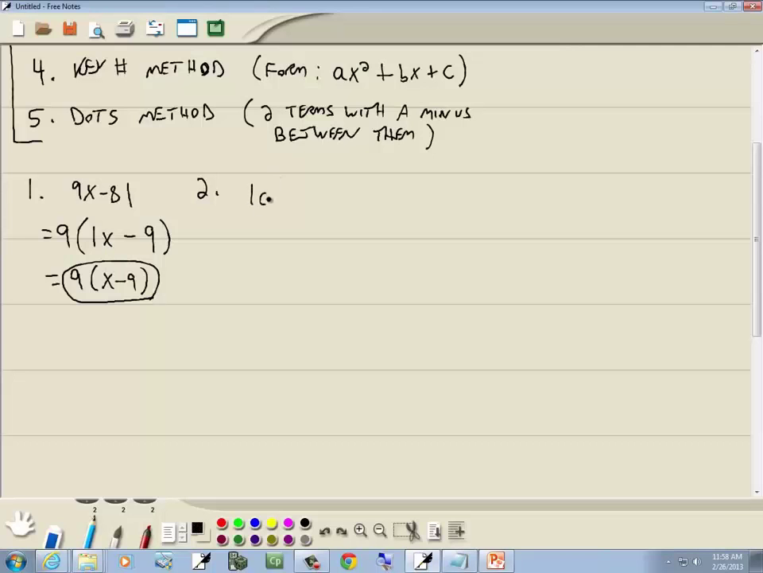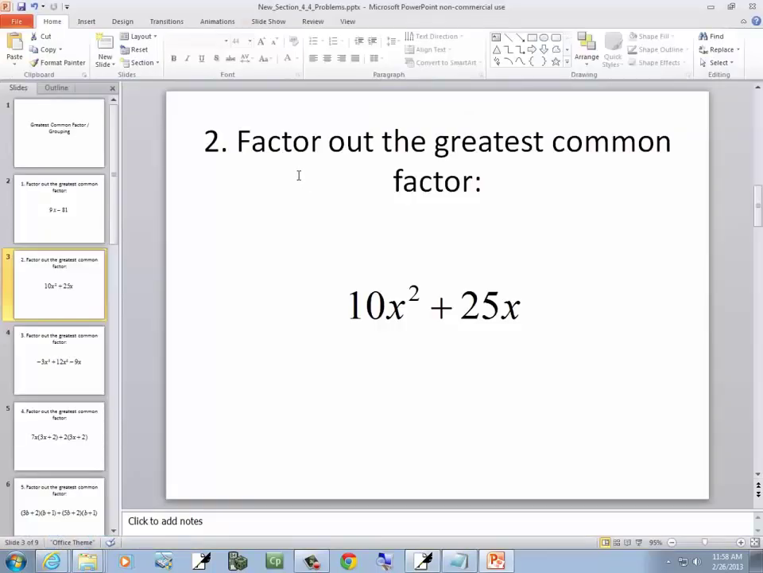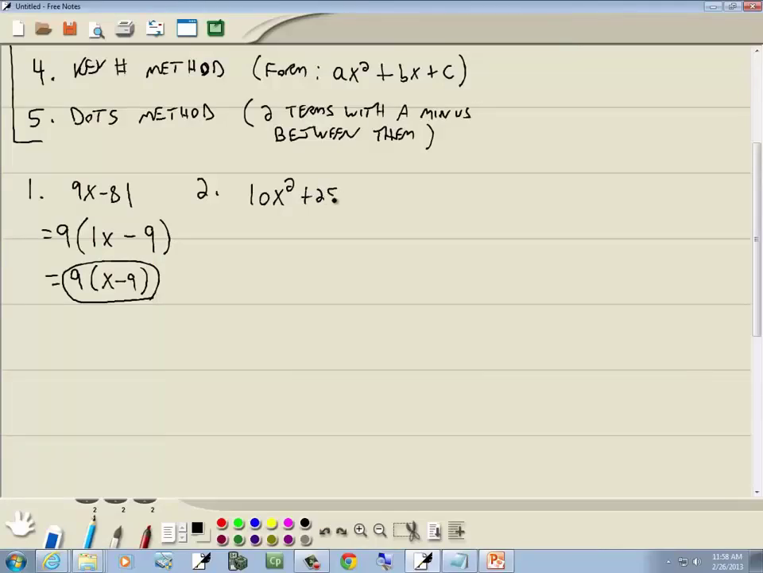Let's look at this next one. We got 10x squared plus 25x. Now we have two terms again. Let's look at the numbers first. 10 and 25. We're looking for the largest number that divides into both of those, which would be 5. Now for the x's. This one has two x's, this one has one x. I want to factor out the most x's I can, but I can't factor out two x's if this one only has one. So we're going to pull out a single x. It's always your smallest exponent, in case you're wondering. We have x to the first power here, so we bring out 1x.